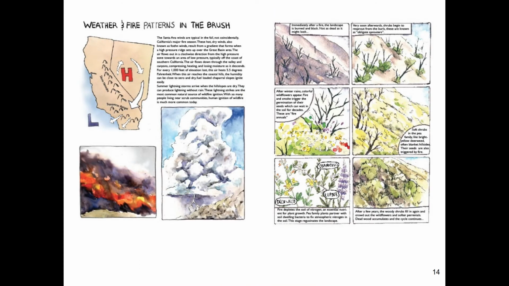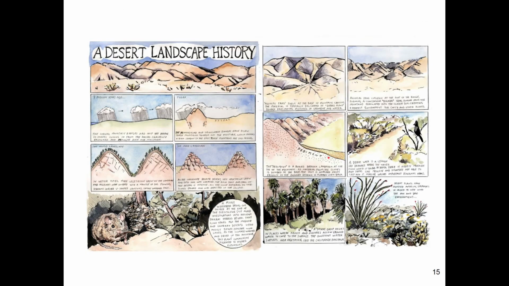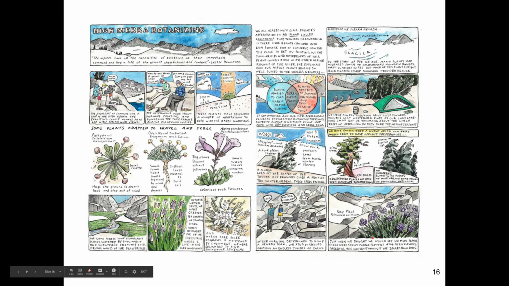Weather, fire patterns in the brush, talking about how ceanothus and lupin and deerweed deal with fire. Desert landscape, just other cool infographics, again, more ocotillos. High Sierras, alpine plants, often they hug the ground. They don't want to stick up and get cold.